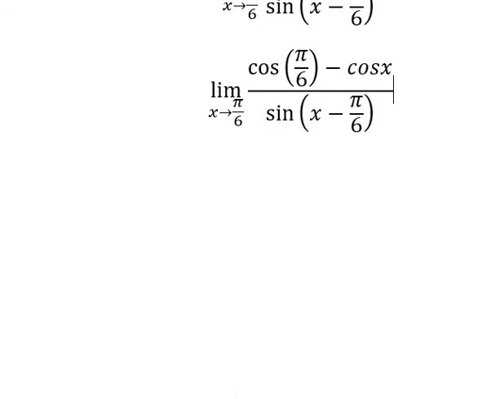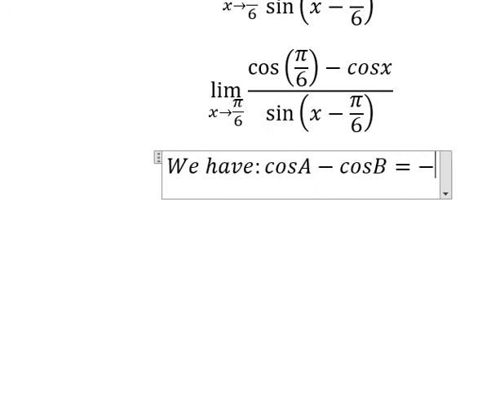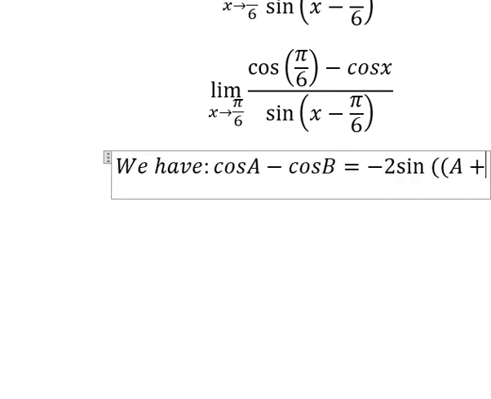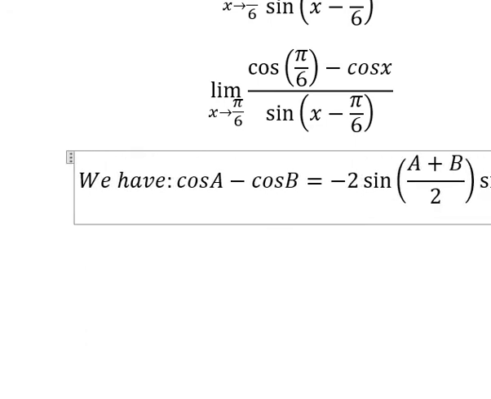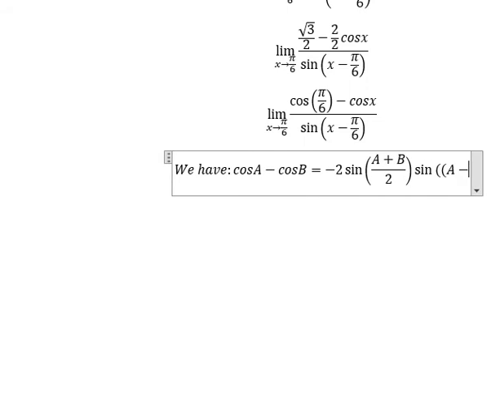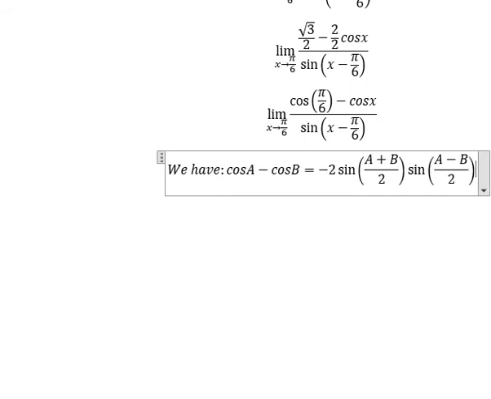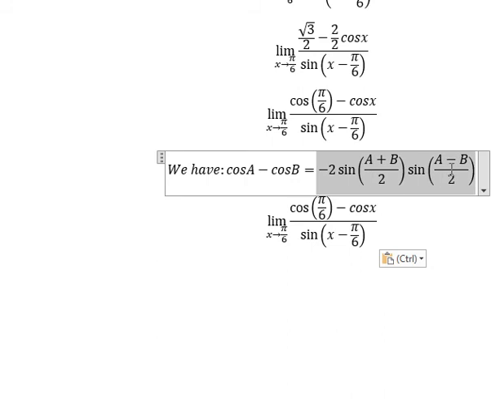Next, we have the formula in here. Cosine A minus cosine B equals negative 2 sine of (A plus B) over 2, and we have sine of (A minus B) over 2. Now, we need to transform this one into this one.